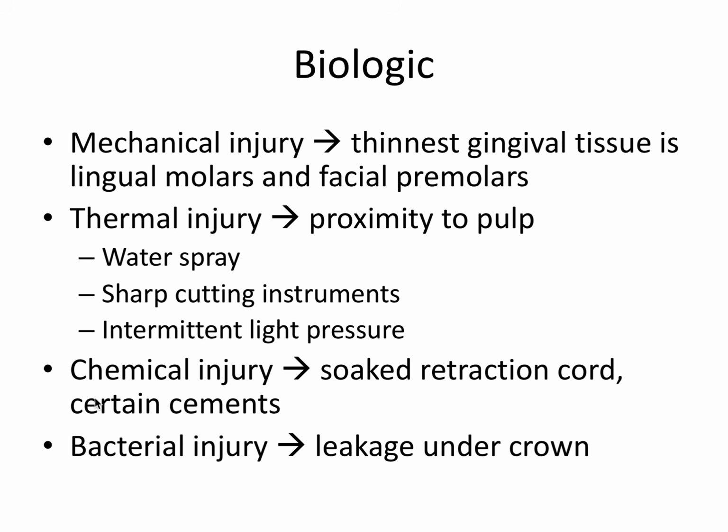Chemical injury is also possible with a soaked retraction cord and certain cements. We'll talk about cements in a separate video, but some of them can be more damaging to the pulp than others. And lastly, bacterial injury. This is something you can completely avoid with a properly fabricated crown, as bacteria could potentially leak under a crown that's not fitting the prep properly.